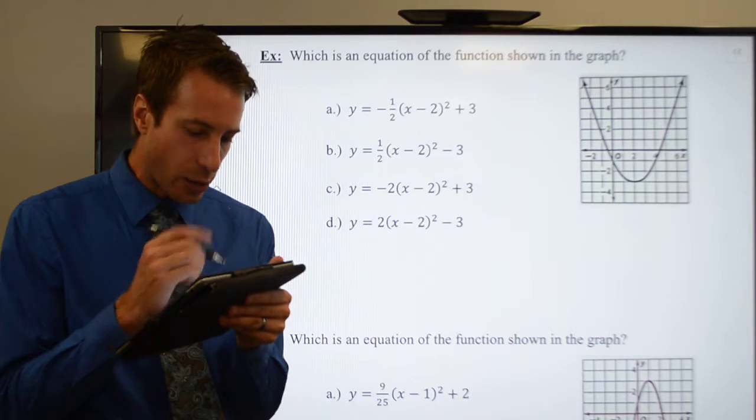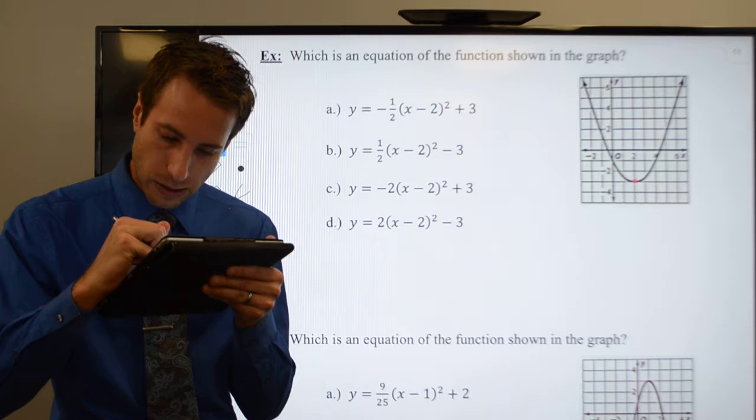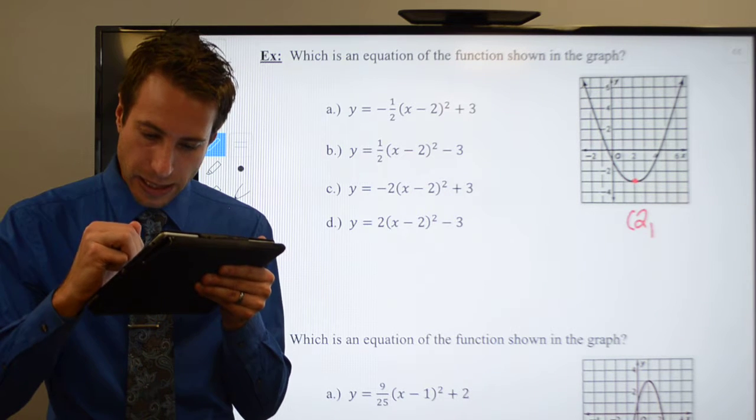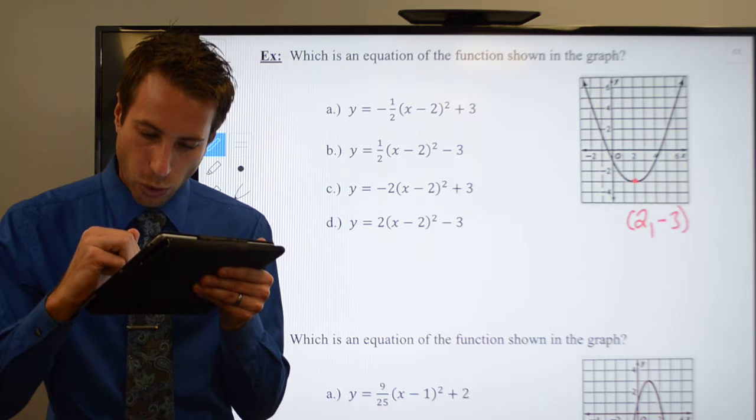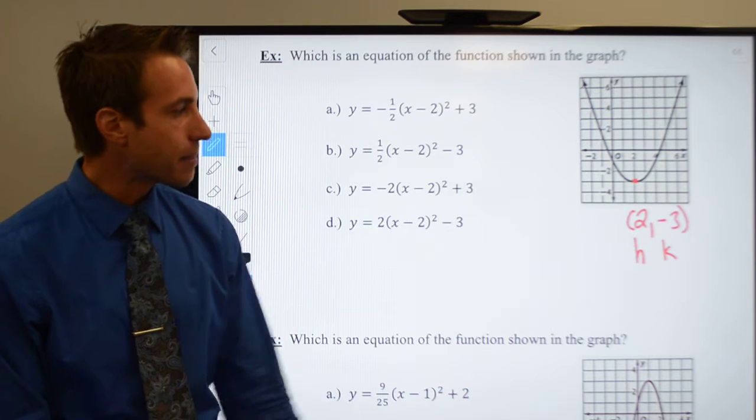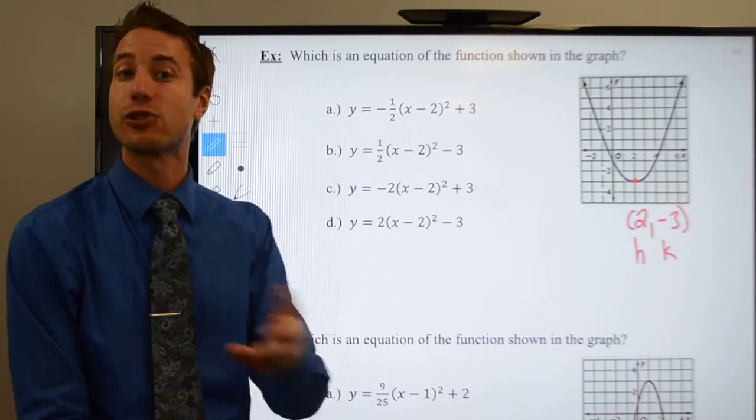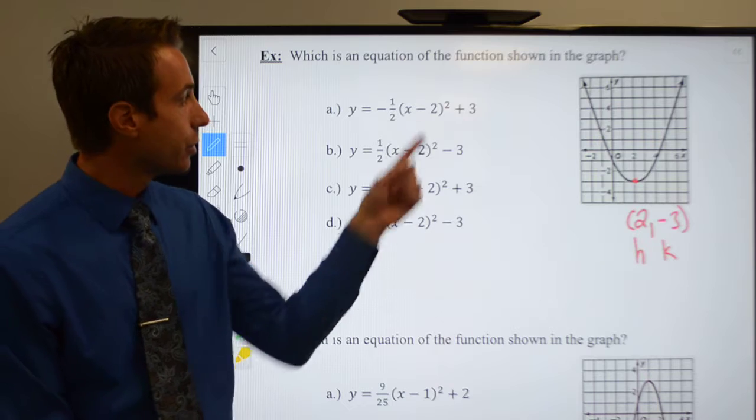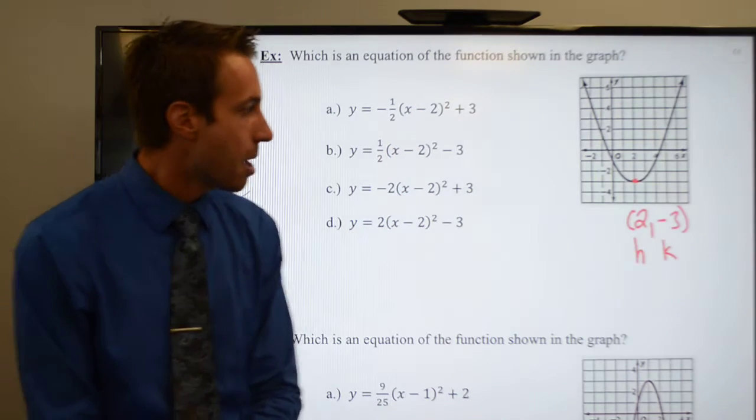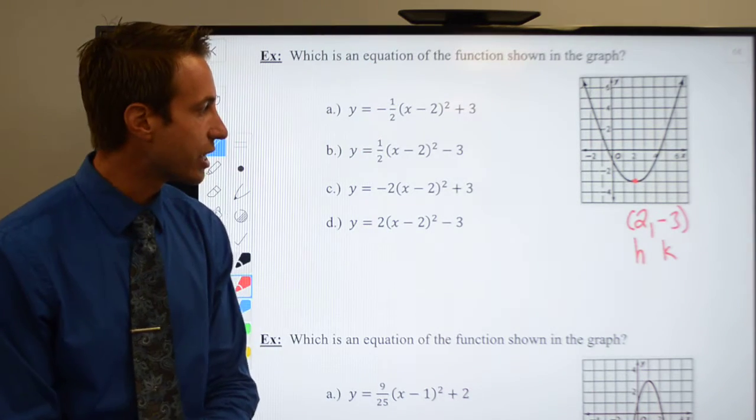All right, well, here's what we're going to do. I recognize right away that my vertex is at (2, -3), which of course is my h and my k. That means that my h, because I went in the positive direction, actually needs to be a -2. I can't eliminate anybody there. My k is at -3 because it's been shifted down 3 units.